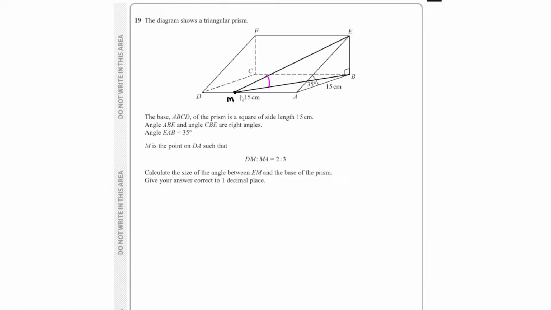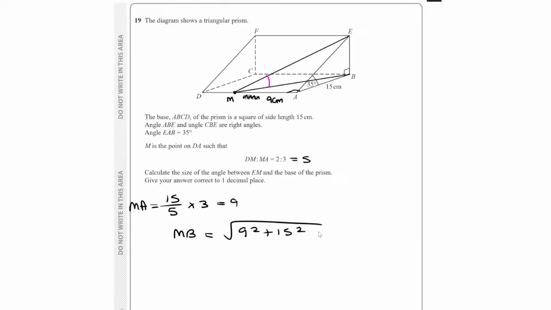Obviously, don't forget that the 15 is the whole of this line, so I just need a small amount of that line. So add up our ratio, which makes 5, 15 divided by 5 times by 3, because I'm looking at this right-hand side, is 9. So actually, M to A is 9 centimeters. And then from there, I could just use Pythagoras. You see on the base of the prism, that's also a right angled triangle. So to find MB, just normal Pythagoras, 9 squared plus 15 squared.